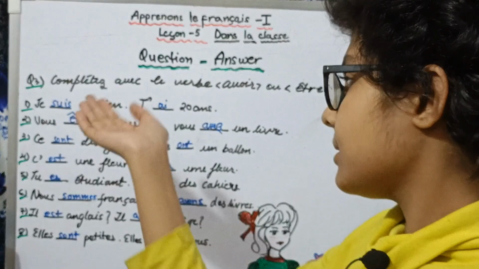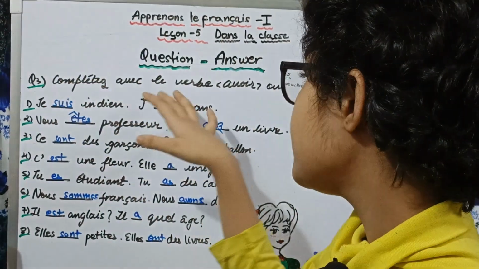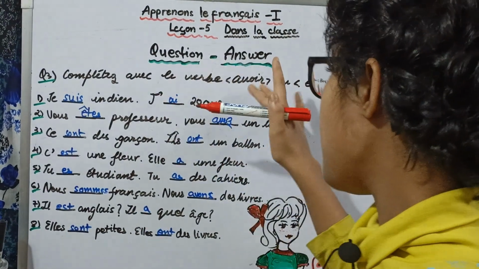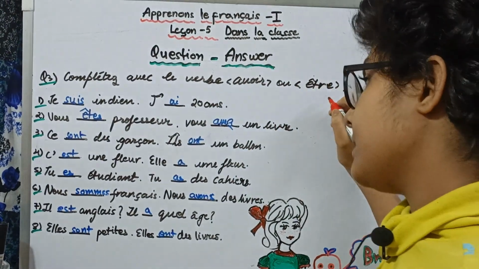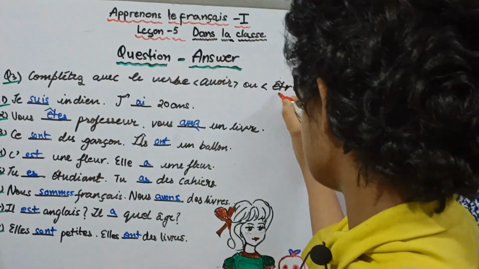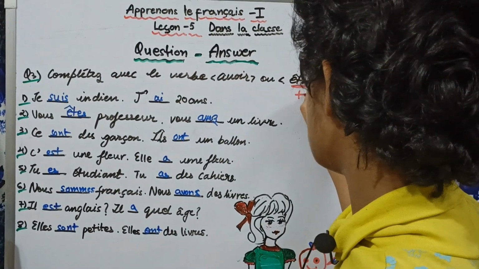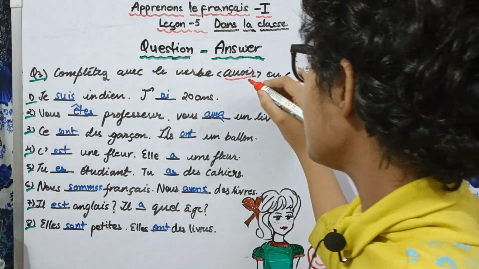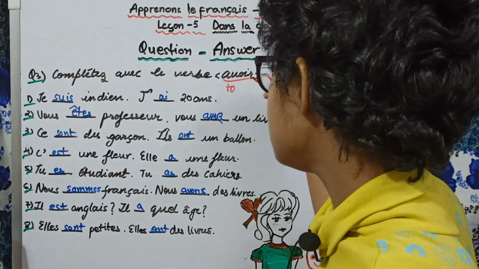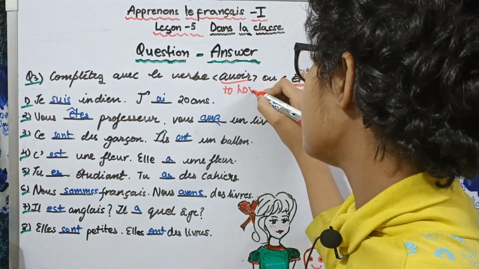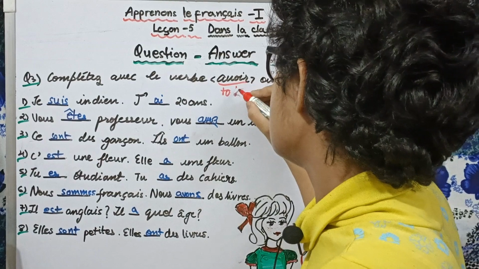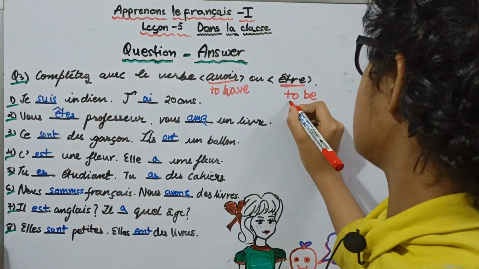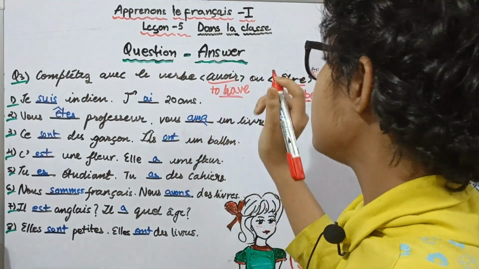So now here we are at the third question, which is "Complétez avec le verbe avoir ou être," which means complete using the verb avoir or the verb être. Être means to be. I will write under them so that you remember them. It means to be, and you all know what avoir means. It means to have. So here we have the meaning of both of them, and we need to use them one by one.